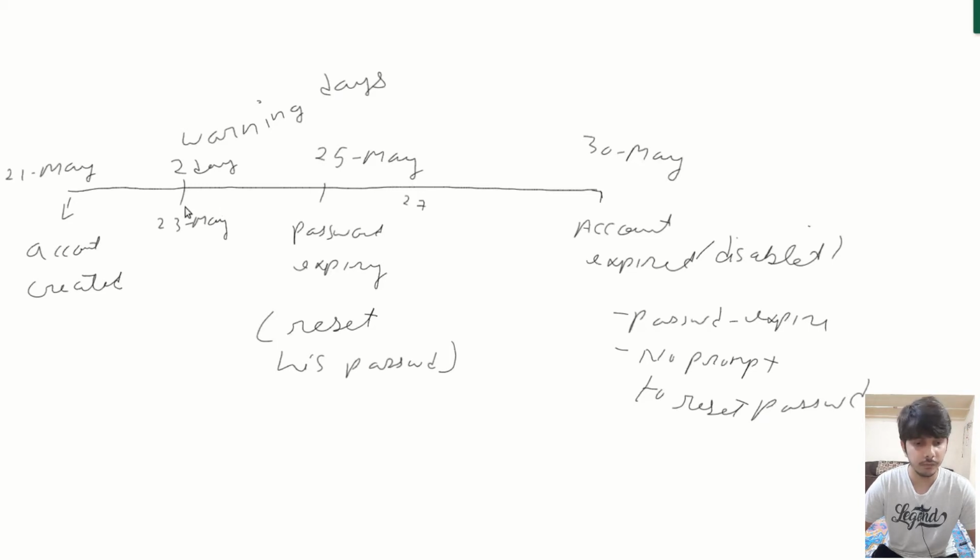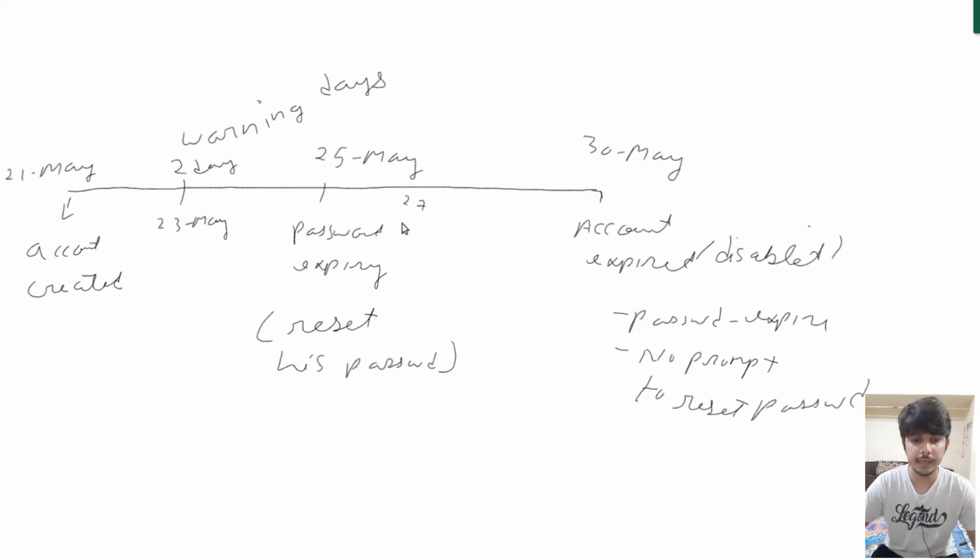Okay, so what is the warning period or warning days? It is how many days before the password gets expired that you want to notify the user that the password is about to expire. If it is set to 2 days, then from 2 days before, the user will start to get that notification whenever he is logging in. Similarly, if it is set to 3 days, then from the 22nd of May, the user will get that prompt. That is the meaning of our warning days.